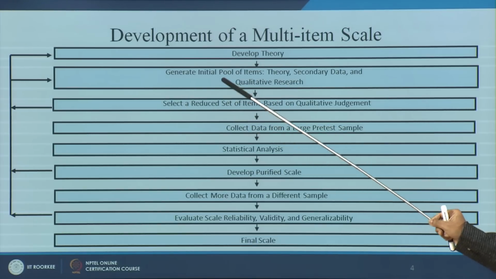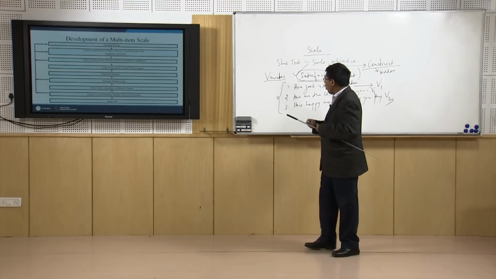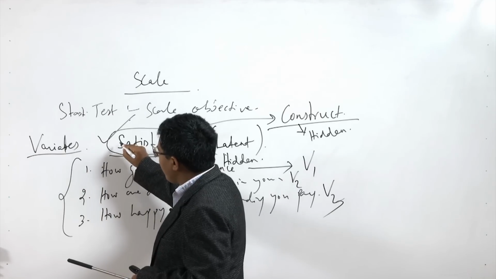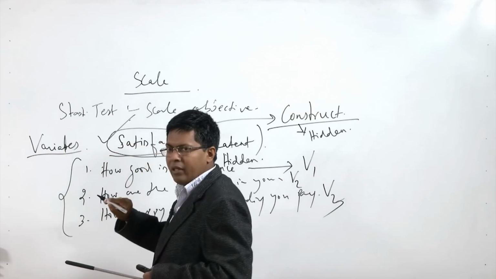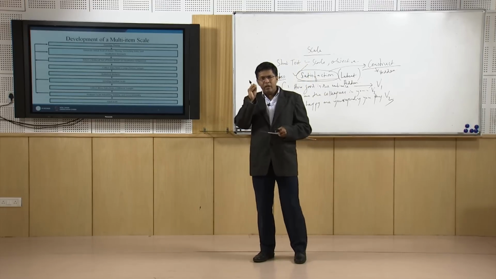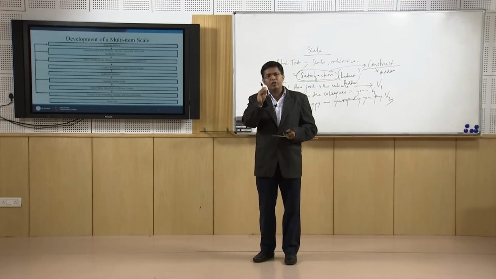Once you have collected these items, they have to have a strong correlation with the factor or the construct that you are measuring. That means these items actually represent the construct.